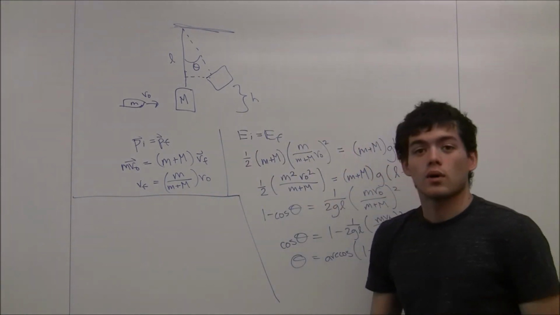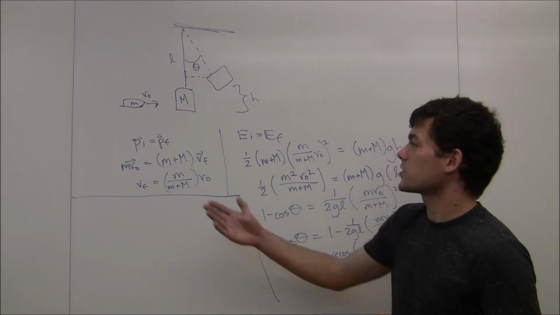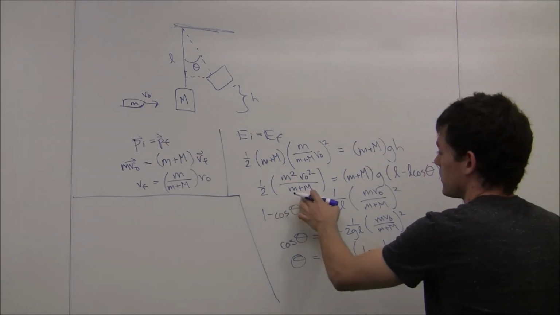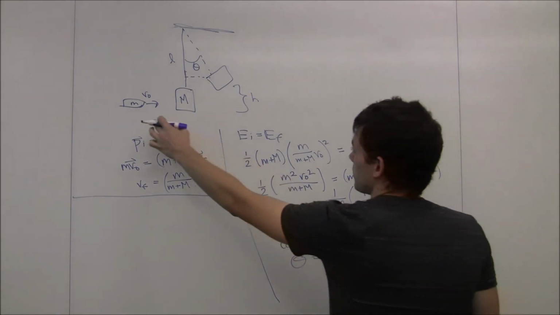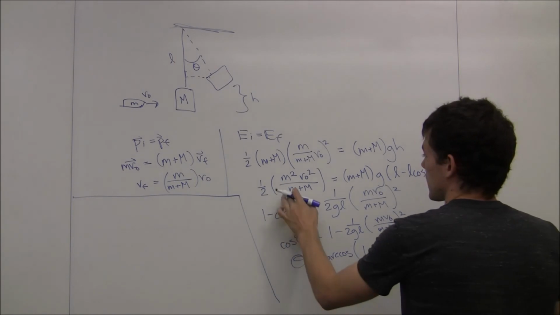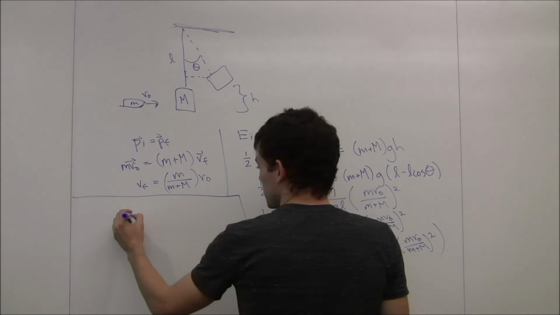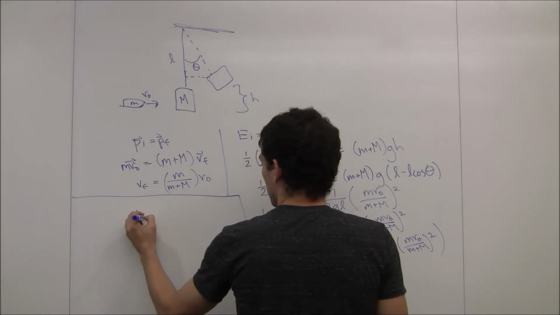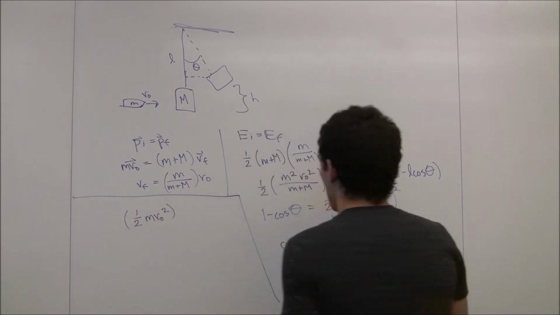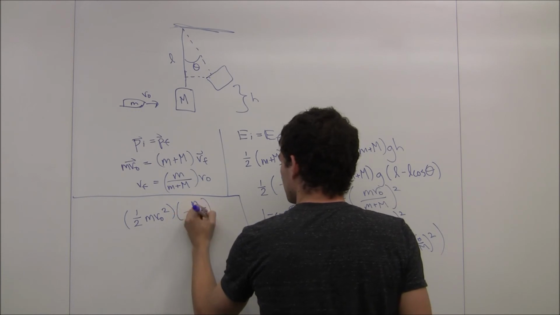Now for part B, we're asked what portion of the initial kinetic energy of the bullet is lost in this collision. So we know that the energy that the block-bullet system has after the collision is 1 over 2 times m squared v0 squared over (little m plus big M). And this can be written in a slightly different way. If you pull out a 1 over 2 little m v0 squared term, you're left over with little m over (little m plus big M).